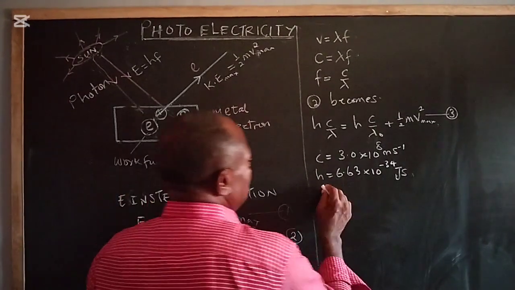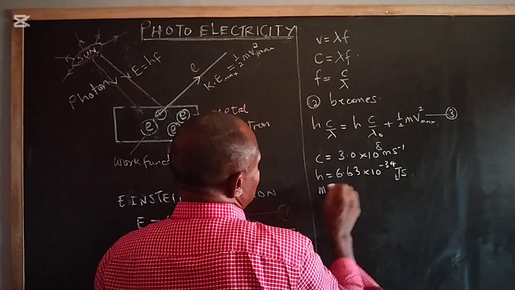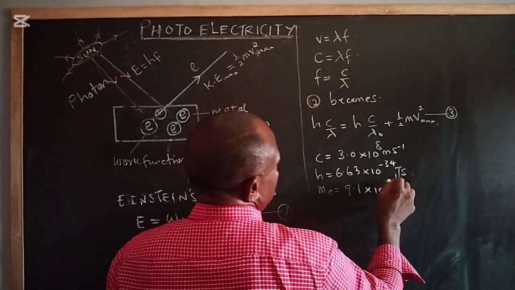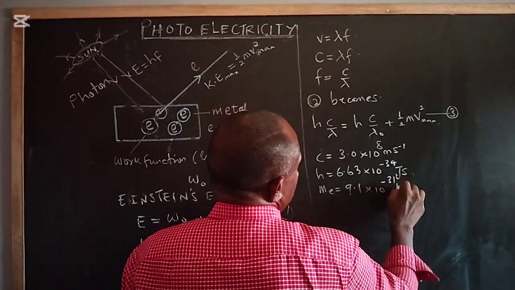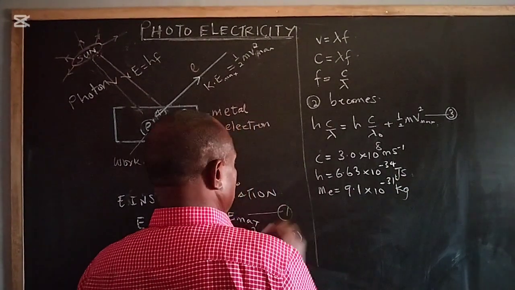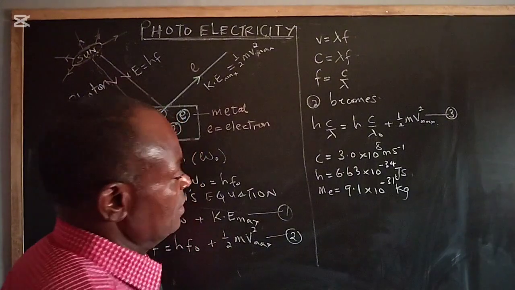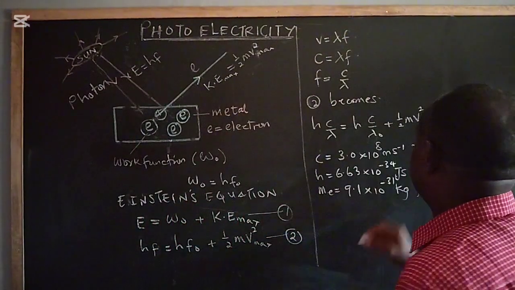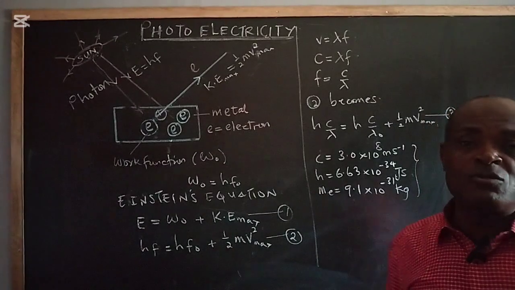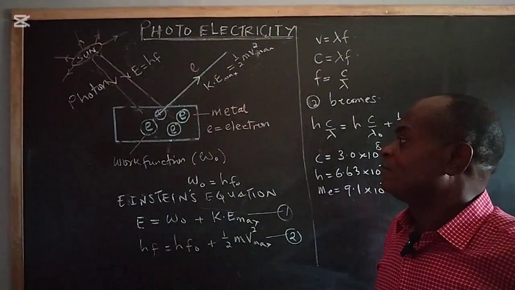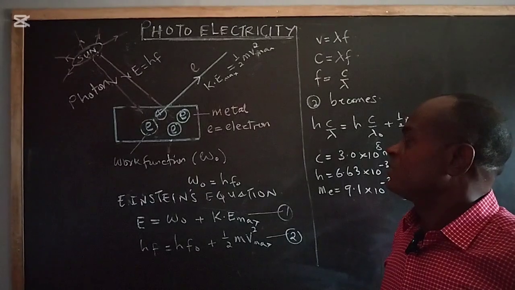Sometimes too, the mass of electron could be given. I think it's 9.1 times 10 raised to power minus 31 kilograms. And then the velocity of electron, of course, is not a constant. So these are the constants that we are likely to be provided when problems are given to be solved in this part of study.